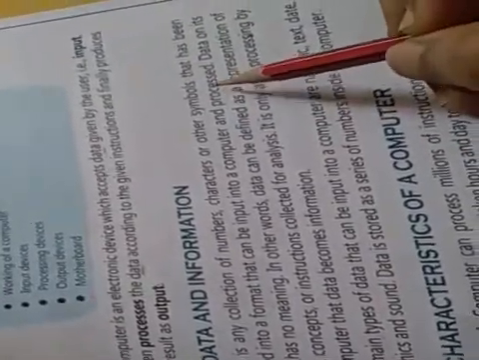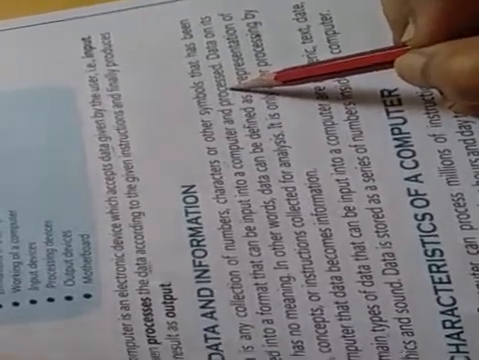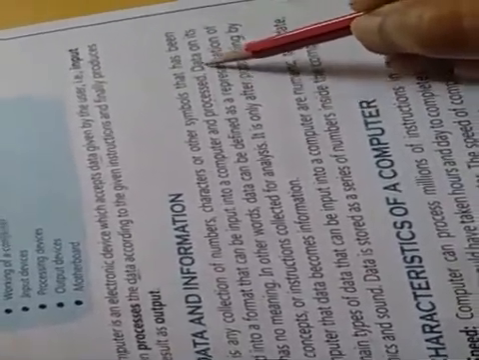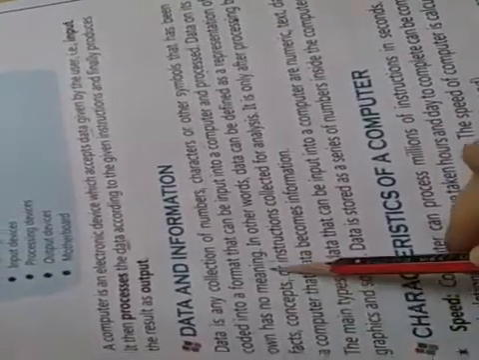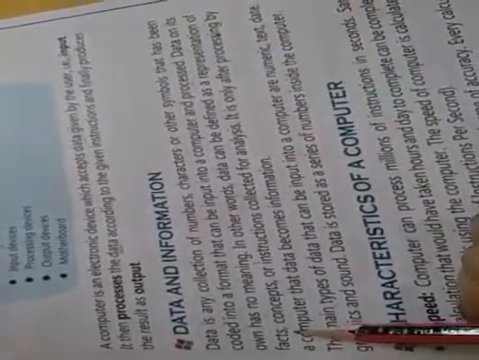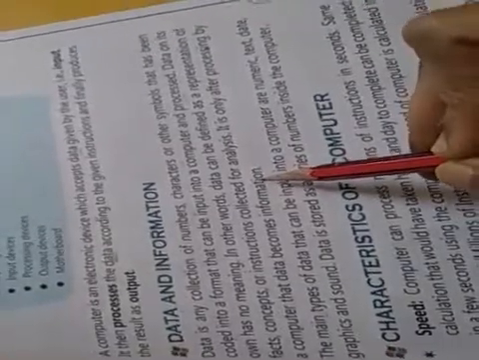And students, remember, after processing the data, the output will be generated. That output is called information. So first I will clarify what data is. Data on its own has no meaning. Without processing, it has no meaning. In other words, data can be defined as a representation of facts, concepts, or instructions collected for analysis. It is only after processing by a computer that data becomes information. When the data is in raw form, that is the data. When the data is processed, it becomes information.